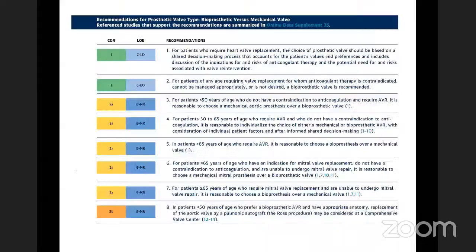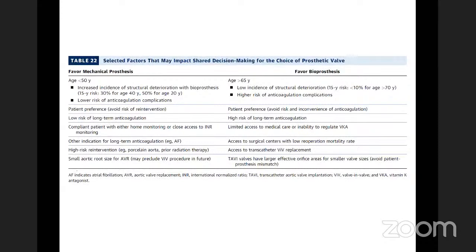This is the latest 2020 update of the American Heart Association recommendation regarding valve type selection, bioprosthesis or tissue versus mechanical valve. The class one recommendation is a shared decision-making process that takes into consideration several important factors related to the patients themselves, valve-specific features, and other specific medical conditions associated with each case. These factors are summarized well in the following table. The factors on the left side of the screen, if present, would favor implanting a mechanical valve. Factors on the right side would favor implanting a tissue valve if they were present.